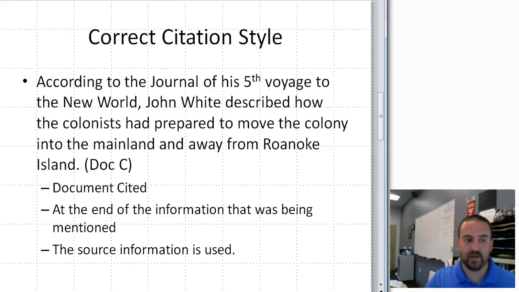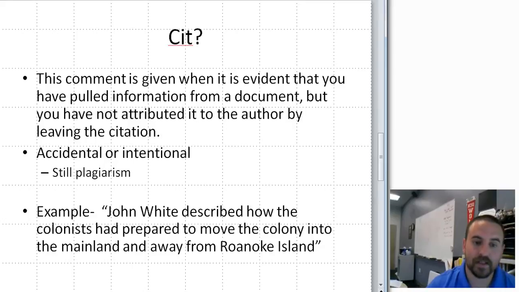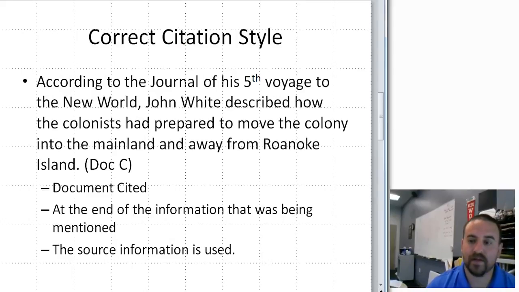Now, I wanted to go back to a slide that has a correctly cited paragraph for us to take a look at. So this one, according to the journal of his 5th voyage to the New World, John White described that the colonists had prepared to move the colony into the mainland and away from Roanoke Island. It gets to the point of what the document is saying. We've cited that information, and we've told where that information comes from: the journal of the 5th voyage to the New World by John White, and he's describing how the colonists had prepared to move away. All those other ones are trying to get at that same information, but they've left something out that weakens your argument.